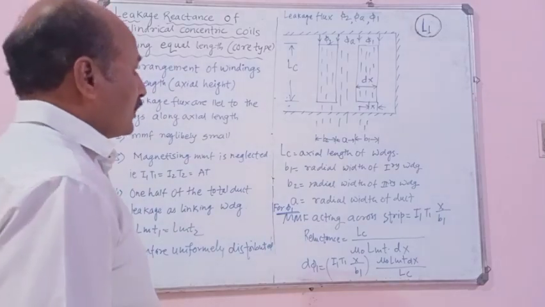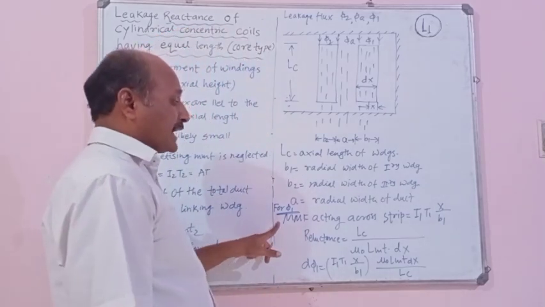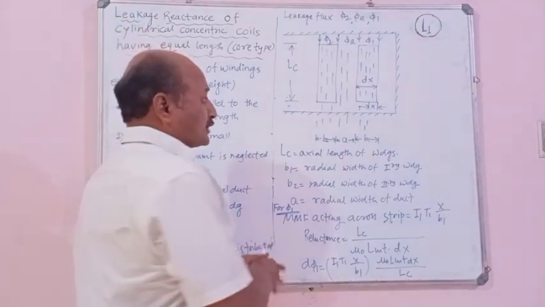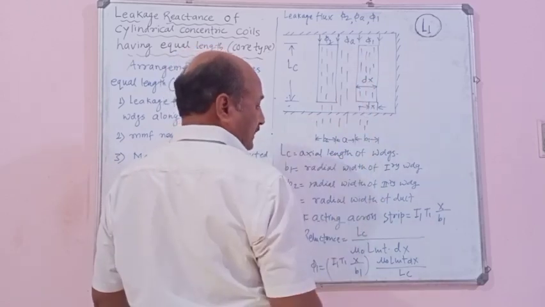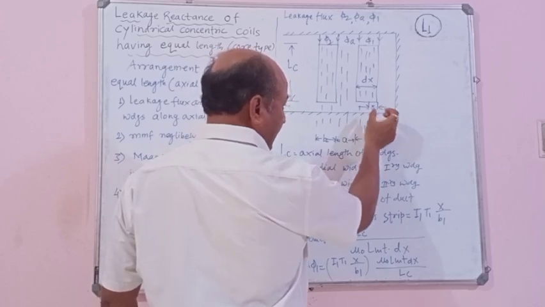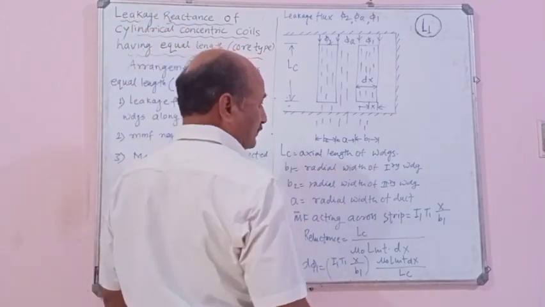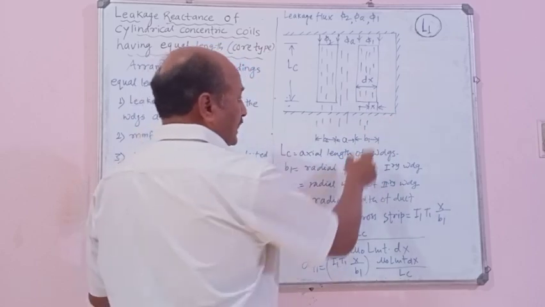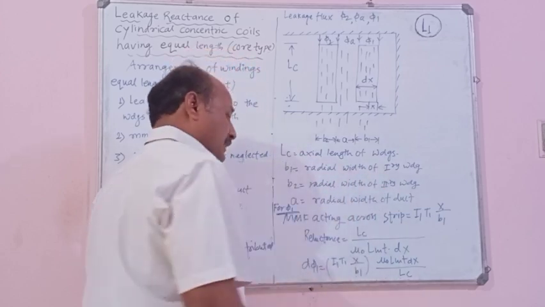Then for leakage flux phi 1, the MMF acting across the strip. So this one is the strip, that is the X. How do you calculate it? Current flowing in the primary multiplied by number of turns of the primary multiplied by the width of the strip divided by the radial width of the primary winding.